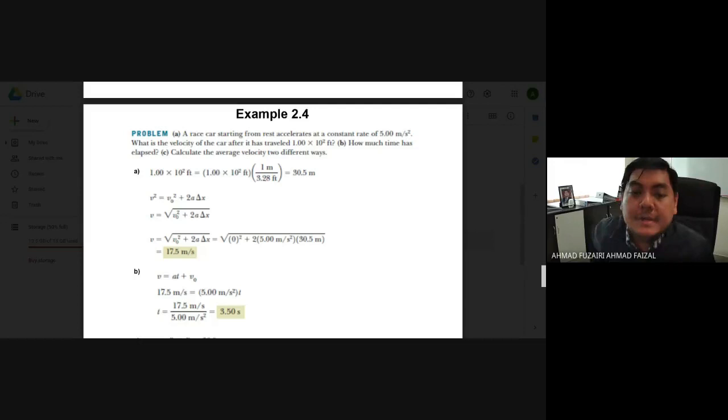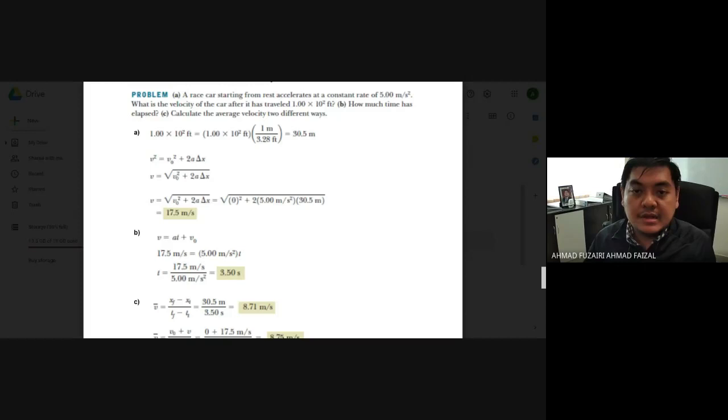A race car starting from rest accelerates at a constant rate of 5 meters per second squared. What is the velocity of the car after it has traveled 100 feet? How much time has elapsed? And c, calculate the average velocity two different ways. A race car starting from rest: the word starting from rest means the initial velocity of the car, v naught, will be 0. Simple? Yes. That is the keyword you have to remember. Starting from rest is equivalent to 0, meaning v naught will be 0.